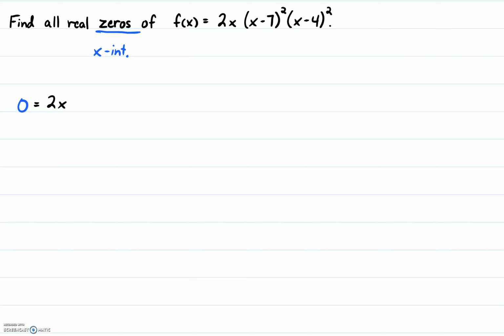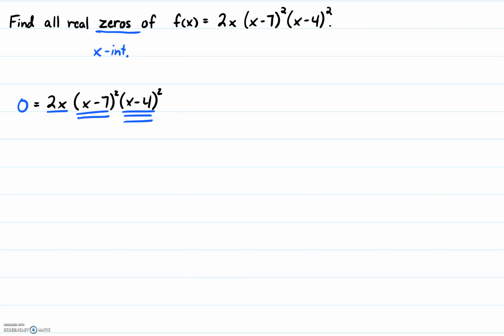Now the nice thing about our function is it's already factored. We have 2x and we have x minus 7 squared and we have x minus 4 squared. So that's a bunch of stuff all multiplied together. Any addition or subtraction is inside of a parenthesis. And so we have three things multiplied together, the 2x, the x minus 7 squared, and the x minus 4 squared. And so what we're going to do, just like if we were to have a quadratic equal to 0, we would factor and set each of those factors equal to 0. We're going to do the same thing here. We just don't have to factor first.